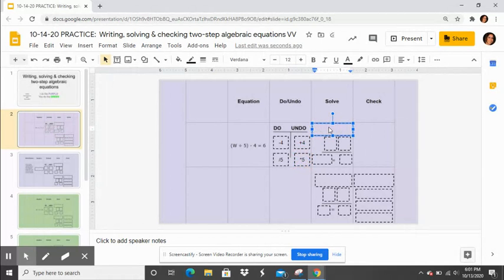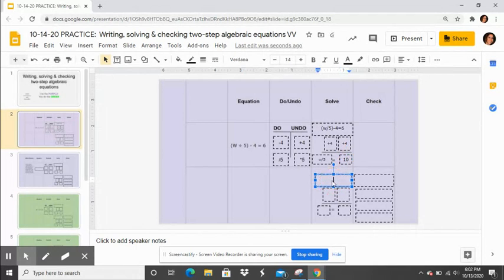All right, so here we're going to type in our equation. So w divided by 5 minus 4 equals 6. All right, so I'm going to start by doing the first undo, which is adding 4. So I'm going to add 4 to both sides of the equation. We must do the same thing to both sides of the equation. Now, when I do that, it cancels out the 4's on the left side of the equal sign, leaving us with just the w divided by 5. And on the right side, we would do 6 plus 4, which would give you 10.